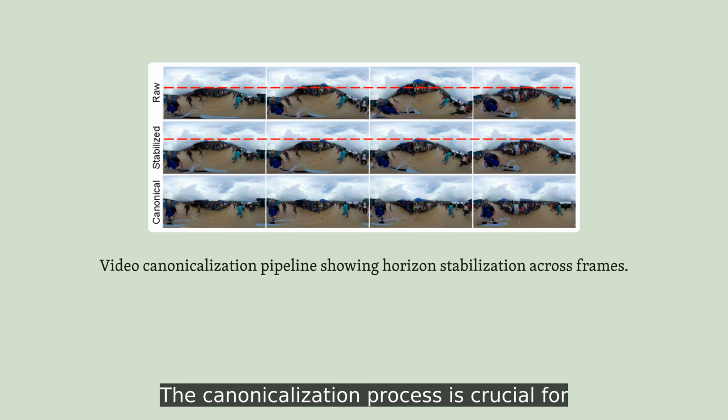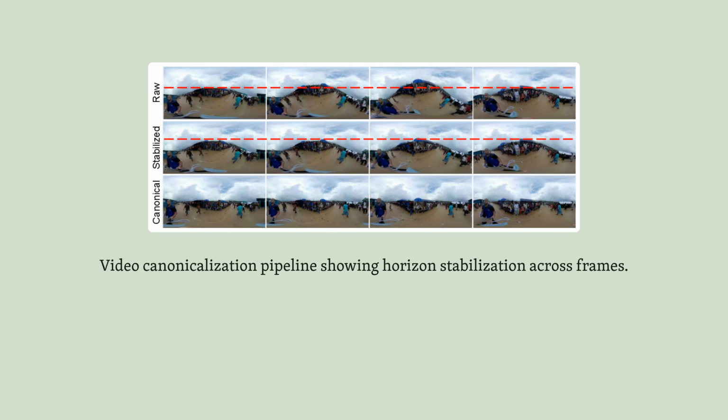The canonicalization process is crucial for training stability. Raw 360-degree videos often have arbitrary orientations and fluctuating horizons, making it difficult for the model to learn consistent spatial relationships. The two-stage pipeline first stabilizes camera motion, then aligns gravity with the vertical axis, creating clean training targets. Let's examine how this approach performs across multiple evaluation scenarios.